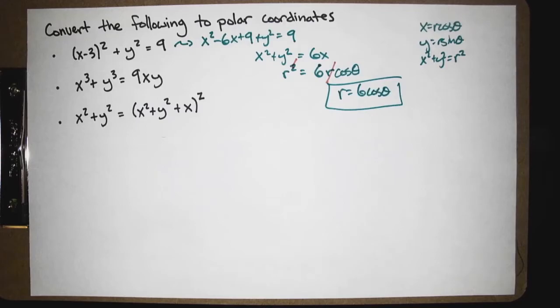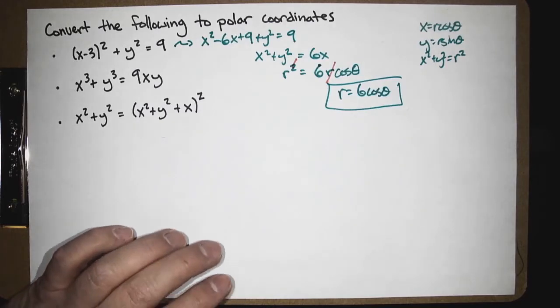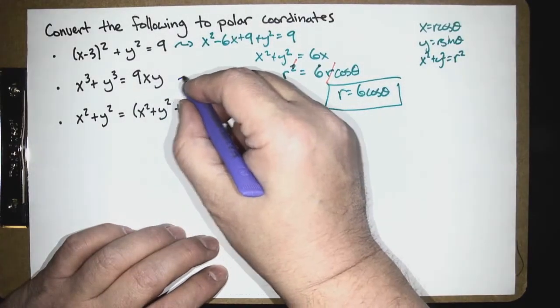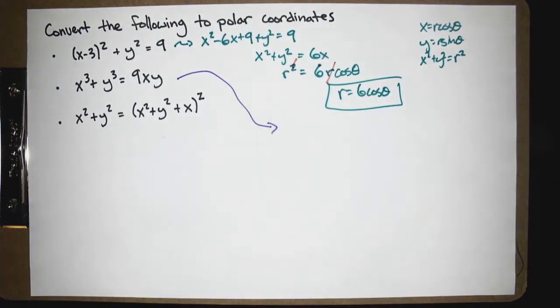All right, how about x cubed plus y cubed equals 9xy? Now you might say, aha, what is that? I don't know. Can you factor out x plus y? You can factor out x plus y if you remember that it's x plus y times x squared minus xy plus y squared. But if you don't remember that, what can you do?